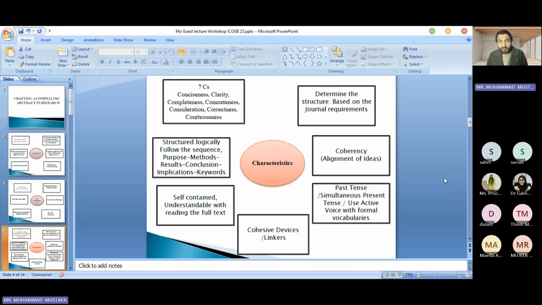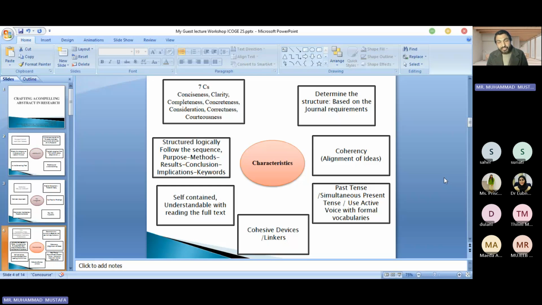After that, completeness, which also begins with the letter C. The abstract should be entirely complete, with all the steps and parts mentioned in abstract writing. And concreteness: the important and key elements should be mentioned, as I have earlier mentioned in the slide. The valid and important points should be mentioned in the abstract.